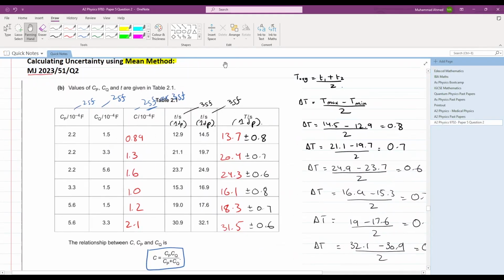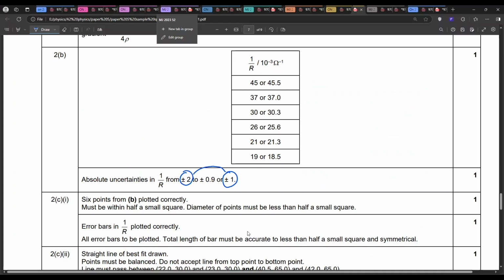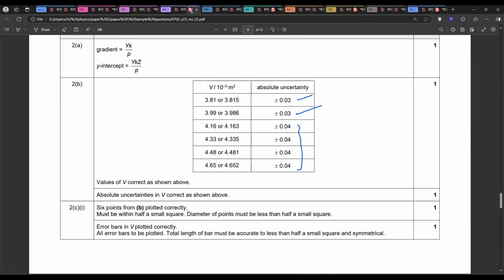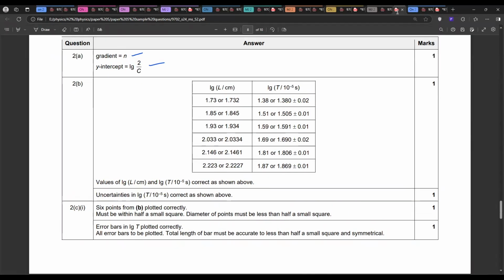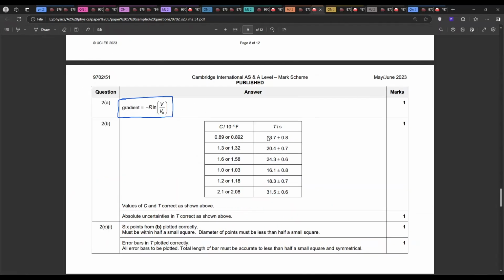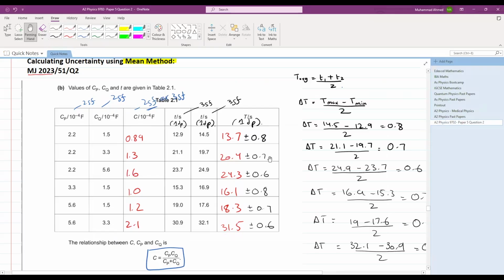Let's see this year, May June 2023, Paper 5 variant 1. If I take you to the marking scheme, here we have it. This one, I guess. Yeah. You can see here that the absolute uncertainties are 0.8, then 0.7, then 0.6, then 0.8, 0.7, 0.6. This is the same as what is happening in the table: 0.8, 0.7, 0.6, 0.8, 0.7, 0.6.